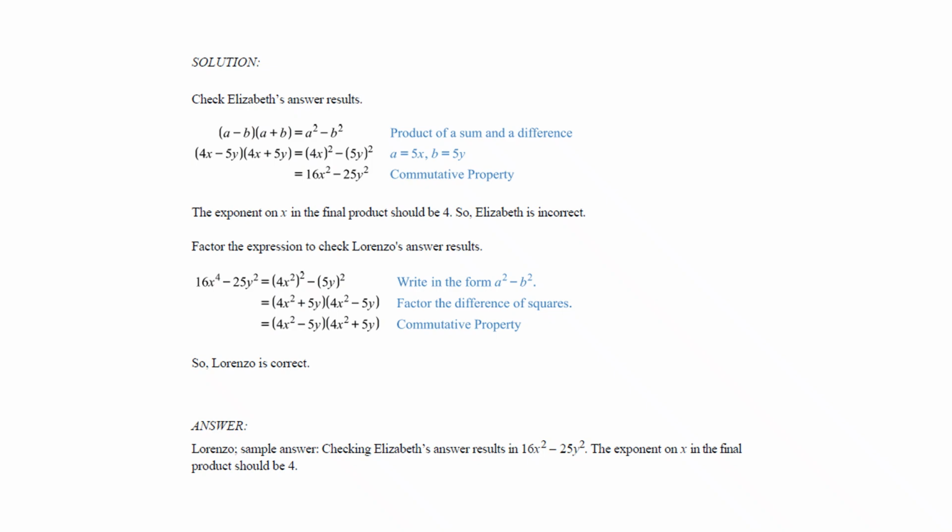As I already explained to you, for this question, Lorenzo has given the correct answer. Elizabeth made a mistake. So the power which should be there for x is correct in case of Lorenzo, not Elizabeth. This is how you will show the steps. And do remember to mention the identity difference of squares that you used for this question.